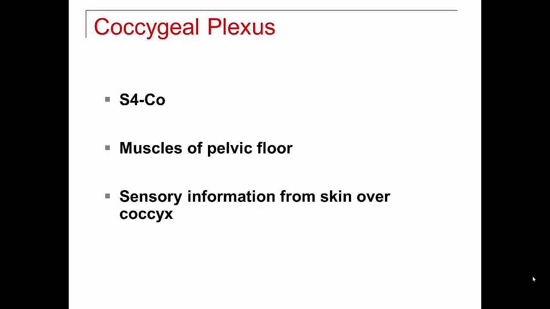And finally, we have the coccygeal plexus. The coccygeal plexus has rami originating from S4 to the coccygeal nerve. It provides innervation for the muscles of the pelvic floor, as well as providing sensory information for the skin over the coccyx, which is the most inferior bone in the vertebral column.